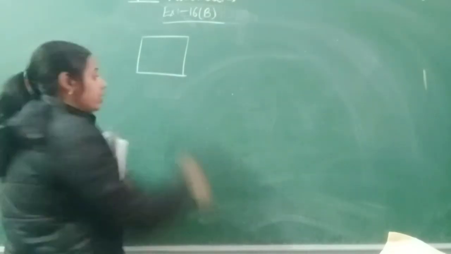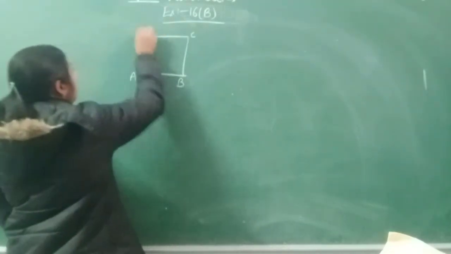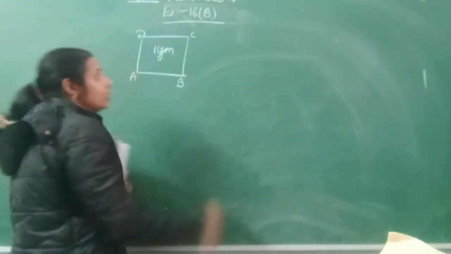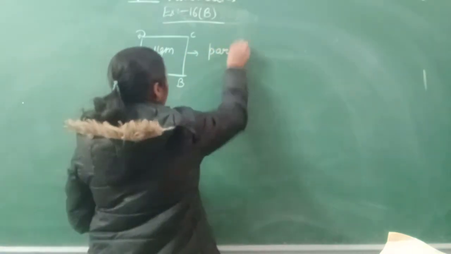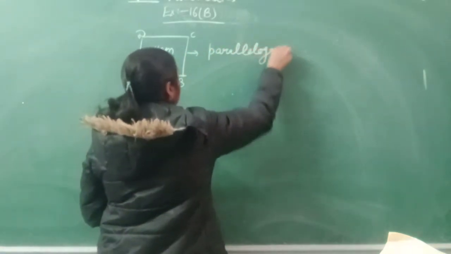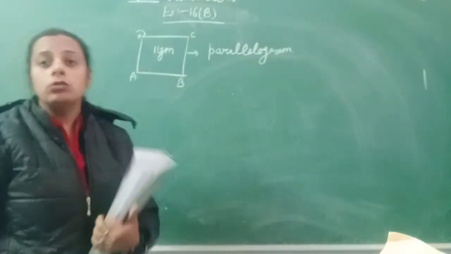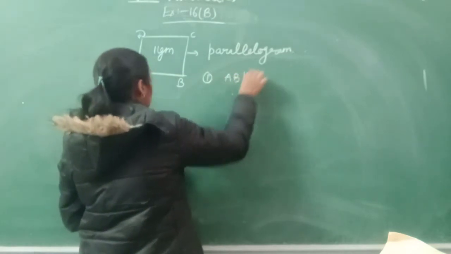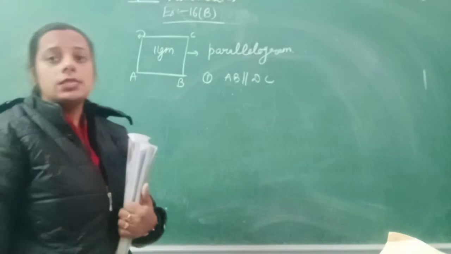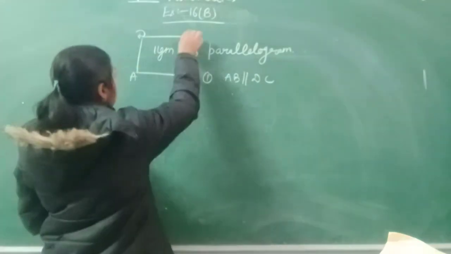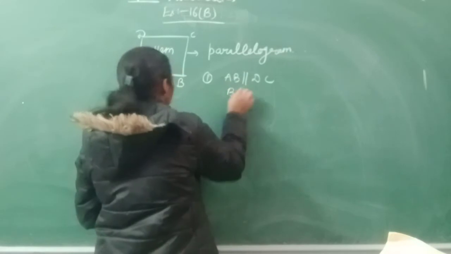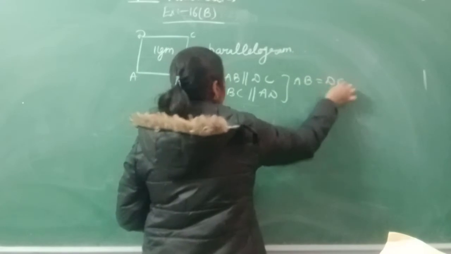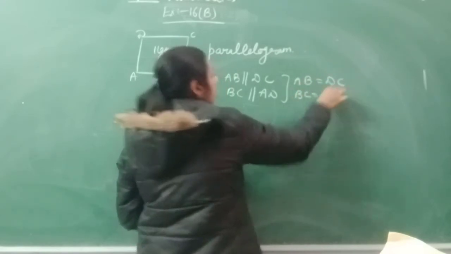This is a parallelogram whose name is ABCD. If it is a parallelogram, I will write it in short form as parallelogram. Here now I will discuss the properties of a parallelogram. First, the opposite sides are parallel. The pair of opposite sides are equal and parallel. So AB is parallel to CD and BC is parallel to AD, and both are equal also. AB is equal to CD and BC is equal to AD.